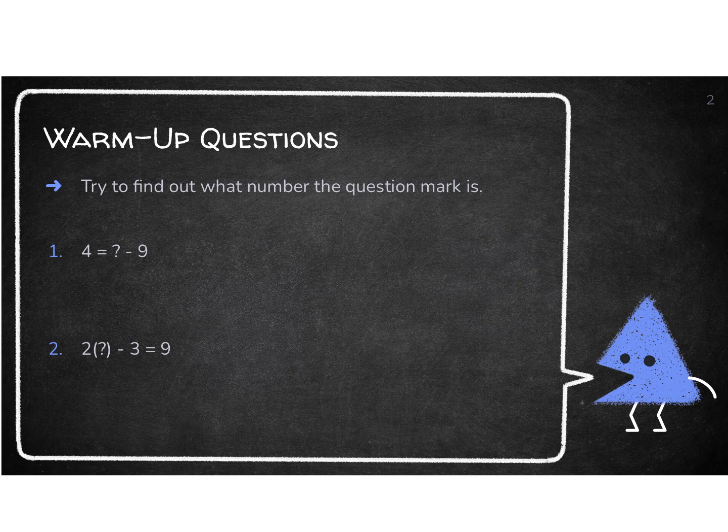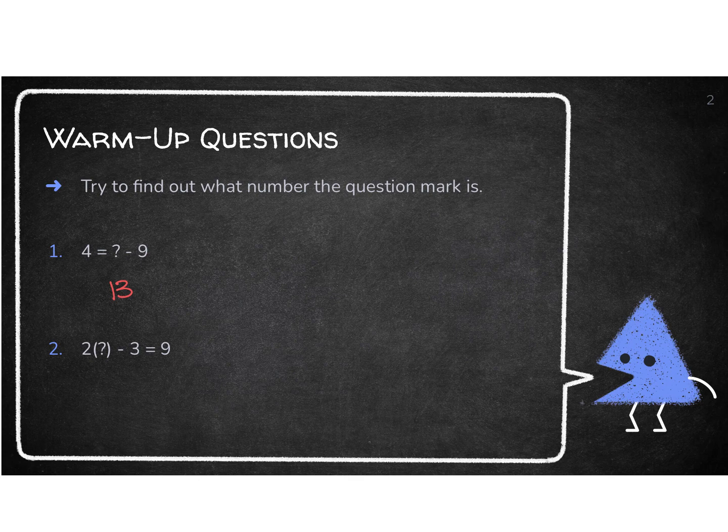Okay, so in this first problem here, I'm saying 4 is equal to what number minus 9? So what number minus 9, when I take that 9 away, do I get 4? Okay, so what number minus 9 gives me 4? I know that that's going to give me 13. 13 minus 9 is 4. Same idea when you get to this two-step then.